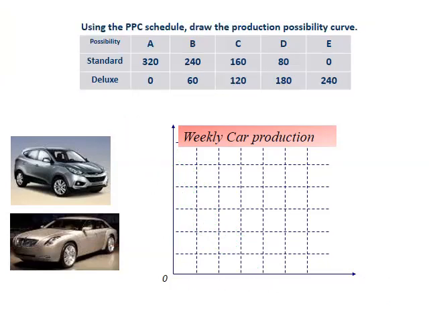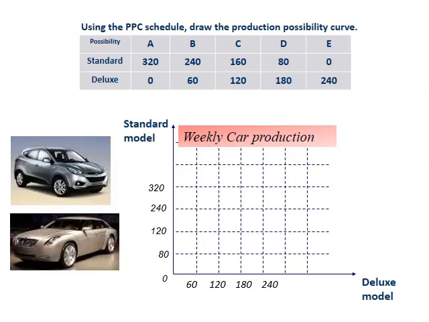Now, taking the figures shown in the production possibility schedule, you've got the choices or possibilities, and what we are going to do now is put them into a production possibility curve. It doesn't matter which axis is the standard and which is deluxe. The y and x axes are not important. So as we plot, we'll put standard on the y-axis, deluxe on the horizontal x-axis.